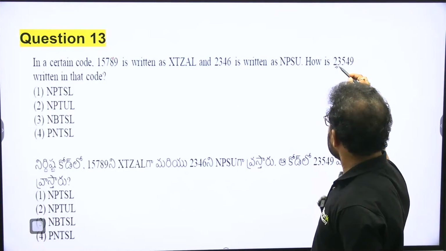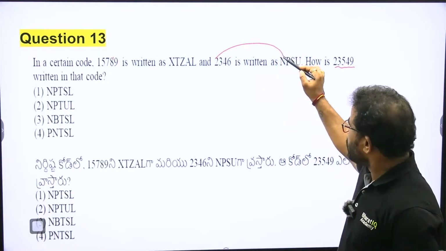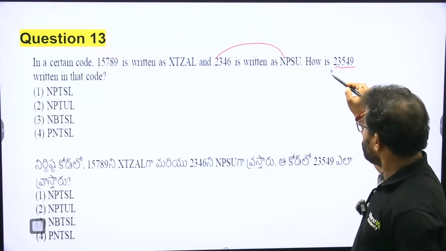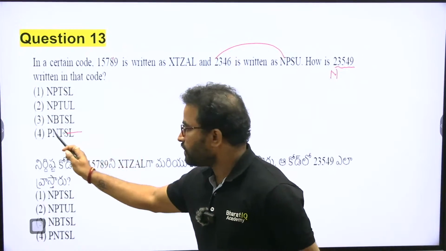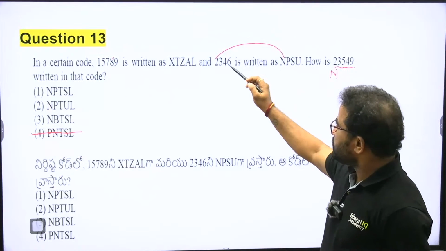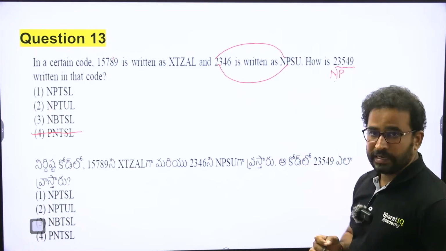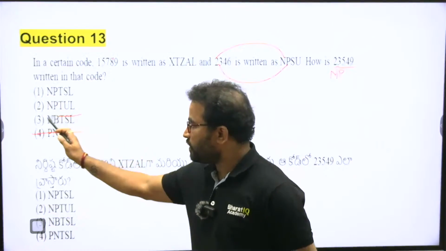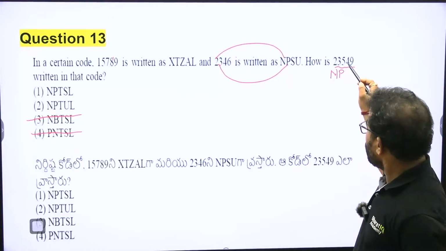Now directly they are asking 23549. Look at this one: 2 is coded for which alphabet here? N. How many options start with N here? Directly you can cancel only option D. Now check 3. The position of 3 is coded for P. Now you can directly write NP. How many options start with NP? Only 2 options.